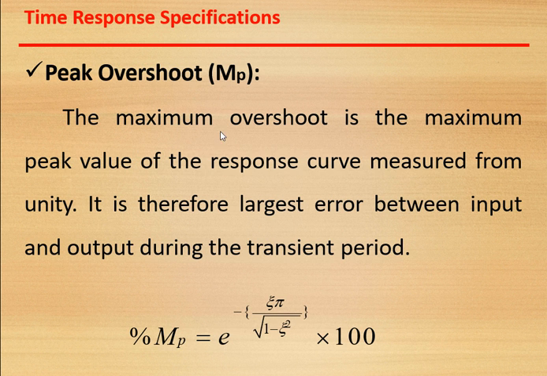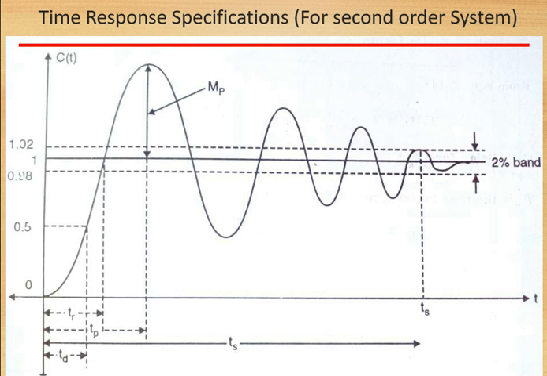So the maximum overshoot is the maximum peak value of the response curve measured from the unity. And it is therefore the largest error between the input and output during the transient period. So what do you mean by transient period? That we have seen already. After this you will get a steady state response, and before that, whatever response we are getting from 0, that is called the transient response. So I can call this period from this point towards this point the transient response.